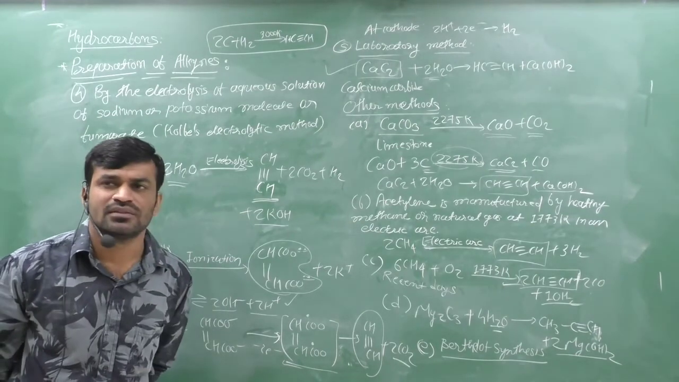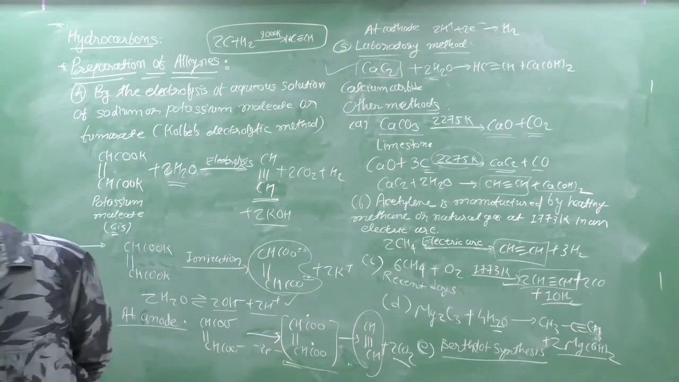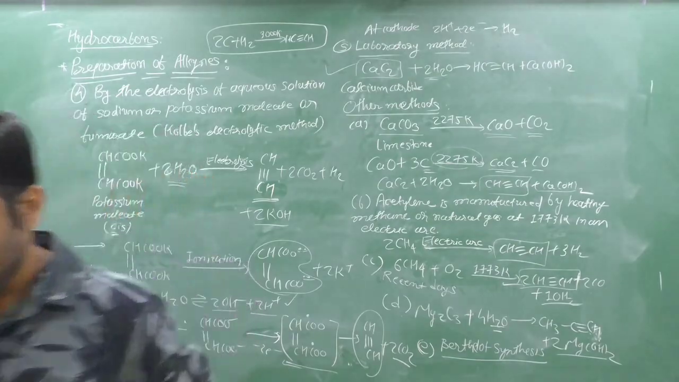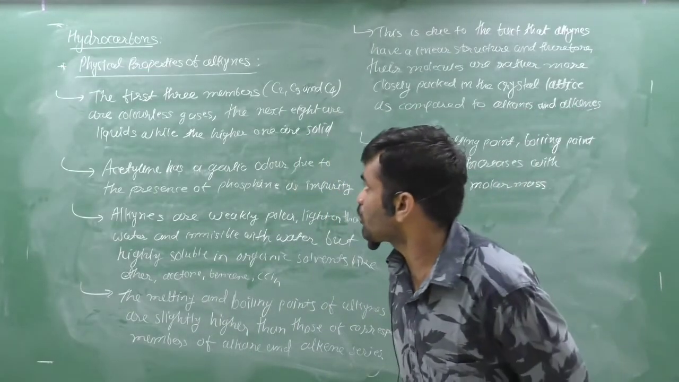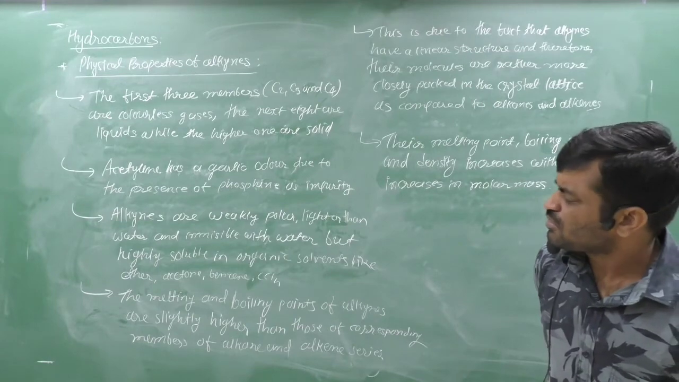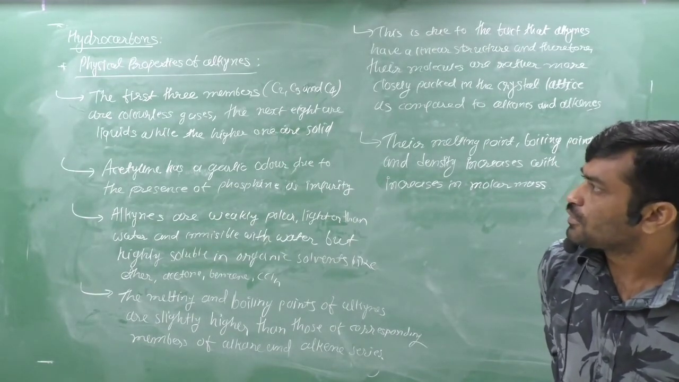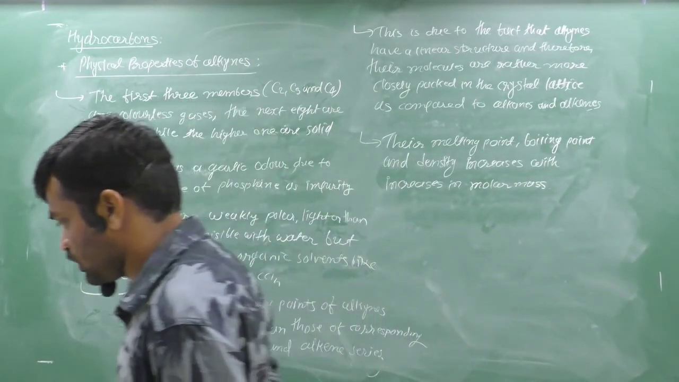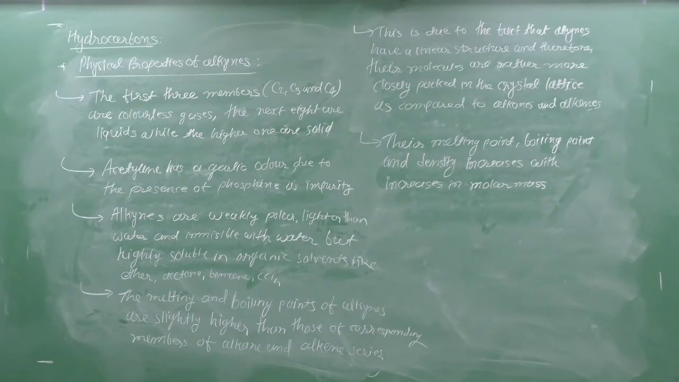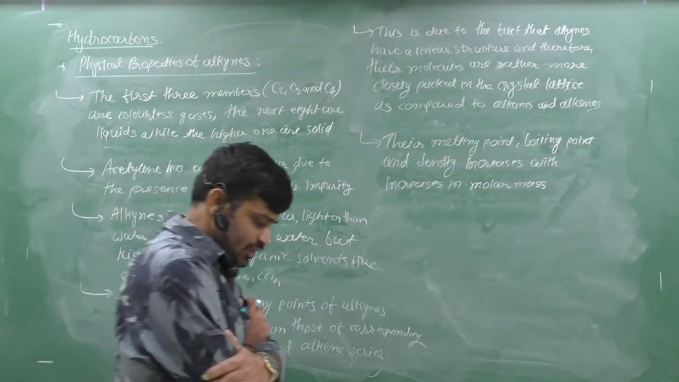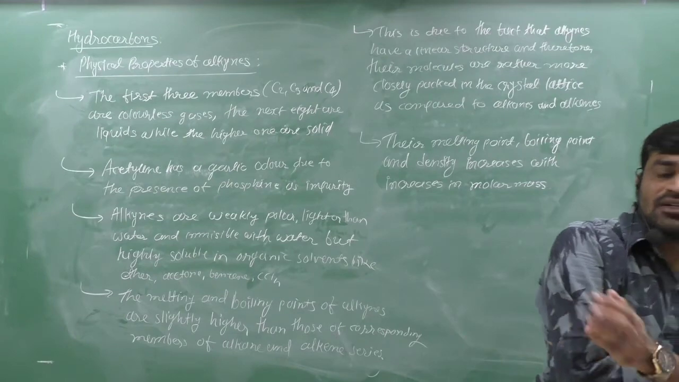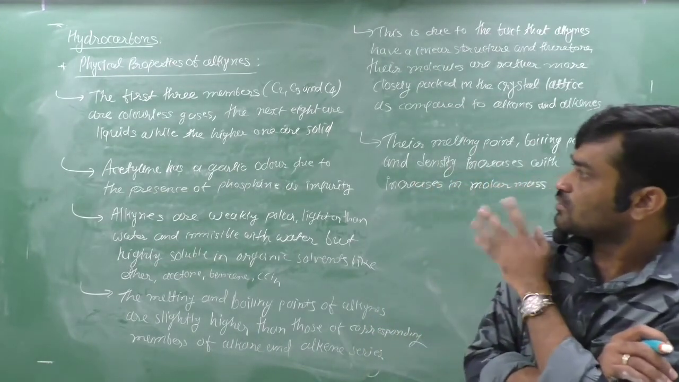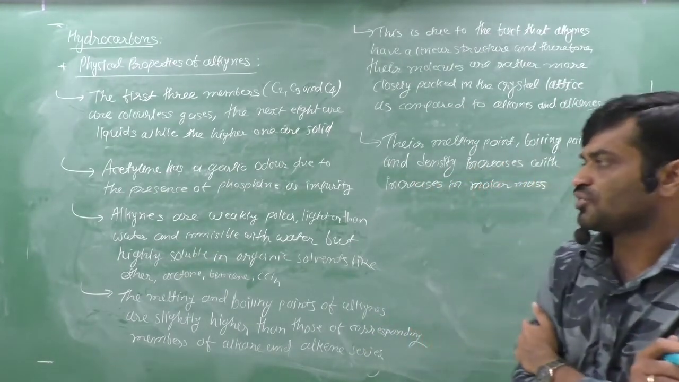preparation methods of alkynes. Now we discuss the physical properties of alkynes, which you can remember. There are no difficult concepts. The first 3 members, C2, C3 and C4, that is 2 carbon, 3 carbon and 4 carbon containing members, are colorless gases. The next 8 are liquids while higher ones are solid. Clear? Which you can remember.